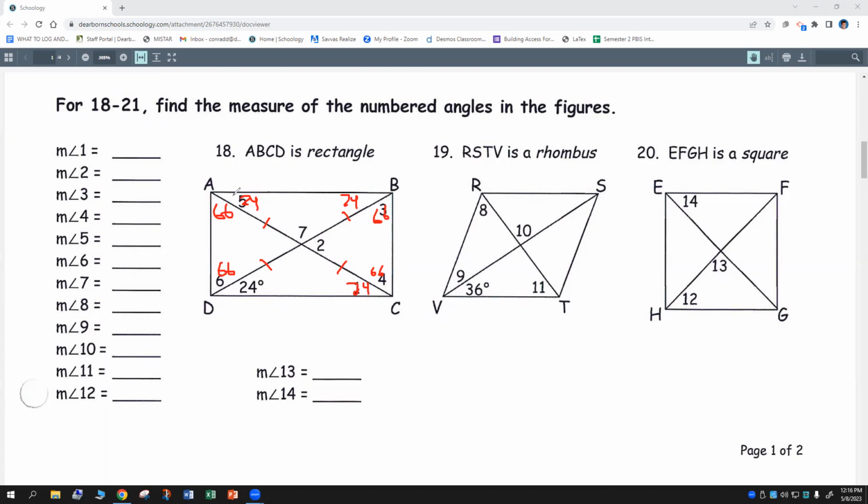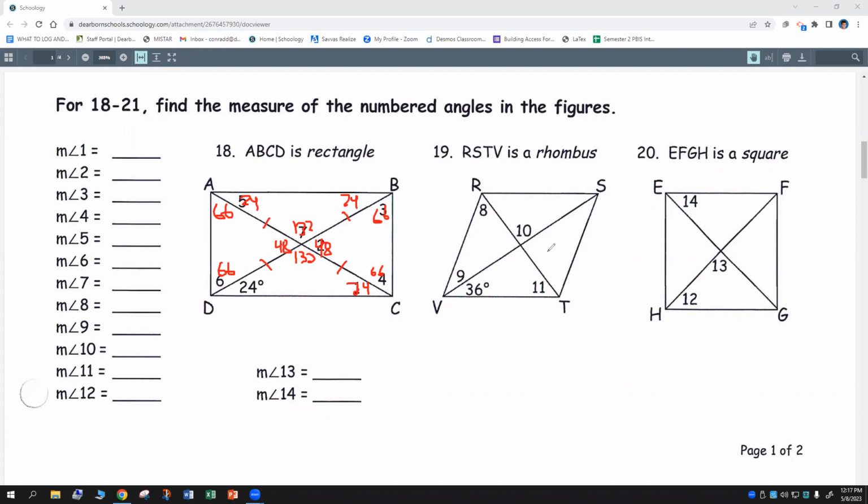All right, three angles of a triangle add up to 180. So 180 minus 24 minus 24 gives me 132. Vertical angles are congruent, so this is 132. And then I can either do 180 minus 132, or I can do 180 minus 66, which gives me 48.